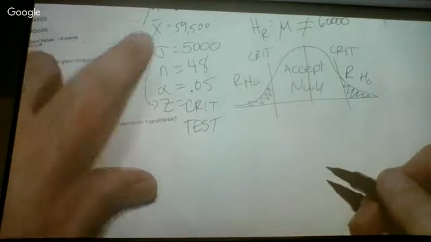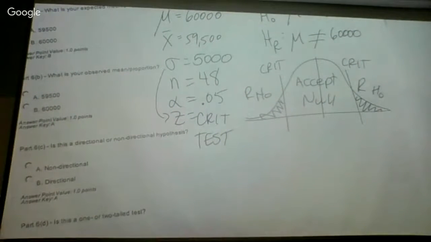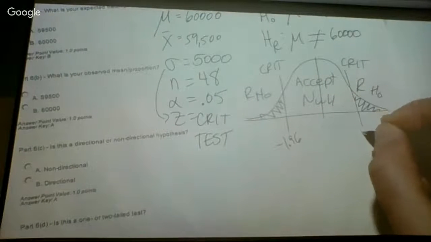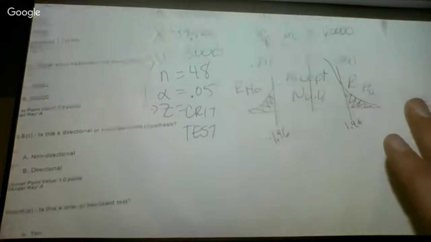I have a z-test with an alpha of 0.05 and two-tailed. Anybody got the critical value or values for me? Two-tailed test for z. Tiffany, yes, please. Negative 1.96, positive 1.96. Confirmation? Sounds good.